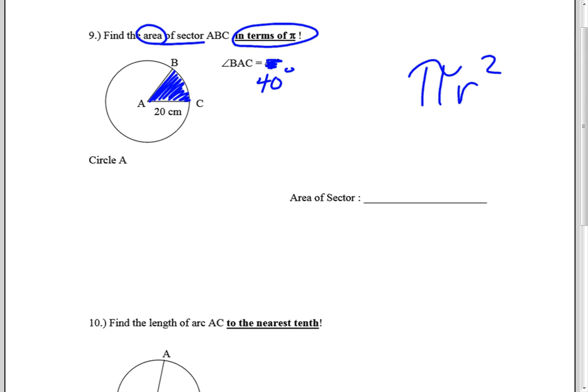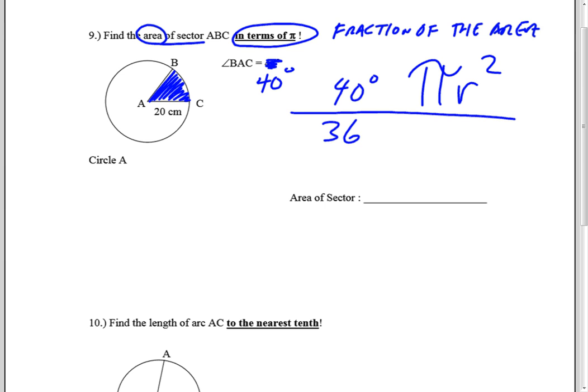So what would you do if you wanted to find the half circle? Divided by 2, would you cut it in half? Is that a fraction? So all we need to do is create a fraction. We want a fraction of the area. So I'm going to take the whole thing and find 40/360ths of it.